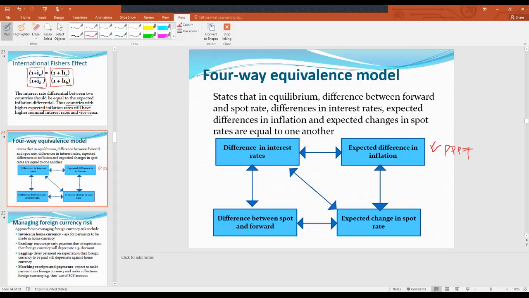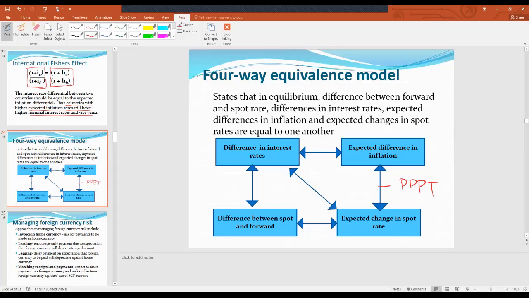It is possible to explain the change in the future spot rate based on the change in the inflation rate. This therefore is the purchasing power parity theory. The difference between the inflation rates can be used to explain the spot rate. I think you mentioned that.